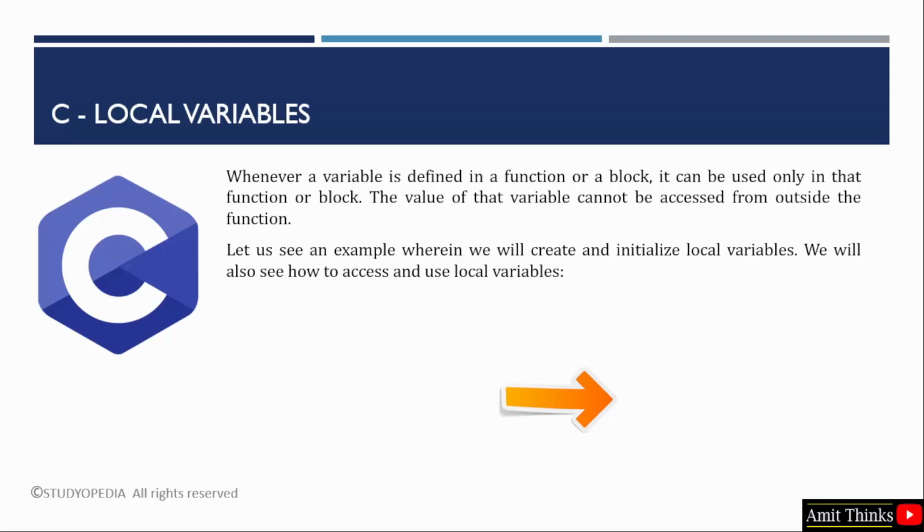The first one, local. A local variable is declared inside a function or a block and is accessible only within that function or block. It is created when the block is entered and destroyed when the block is exited. So to understand this, we will see an example where we will create and initialize local variables. With that, we will access them and also use them in our program. Let's see.